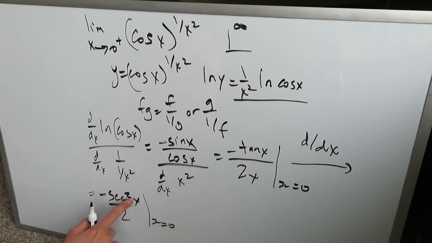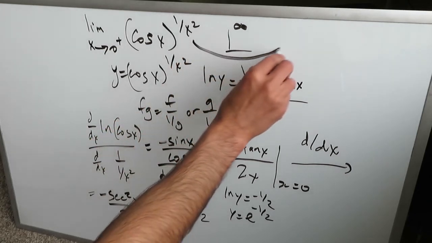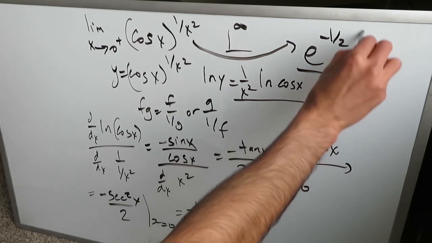When I put x equals 0 over here, I get a minus 1 over 2. And you can see that secant squared of 0 is a 1. A minus 1 divided by 2 is a minus 1 over 2. But we know that natural log y was equal to minus 1 over 2. Therefore, y is equal to e to the power of minus 1 over 2. And that right here will represent our answer. And we can bring our answer right over here in a more clear form. e to the power of minus 1 over 2 is our final answer.